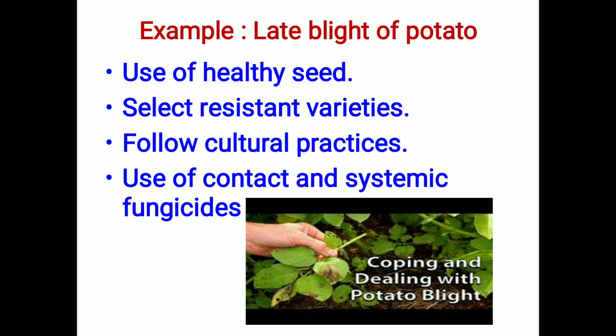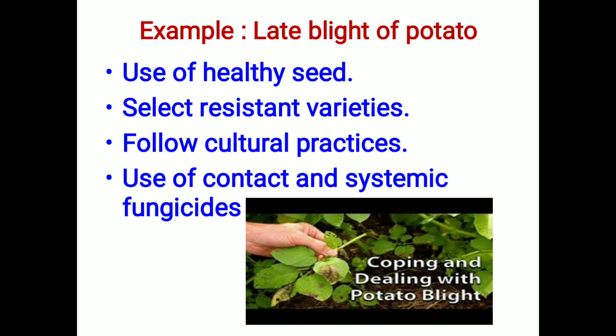Next example, to remove late blight of potato, what strategies are used? For example, use of healthy seeds, selection of resistant variety, then follow the cultural practices. As we know, a number of cultural practices are included. In that we can use mixed cropping or intercropping or removal of alternate and collateral hosts. Different practices come under cultural practices, or we can explain in a separate topic what the different cultural practices are and how they are useful.